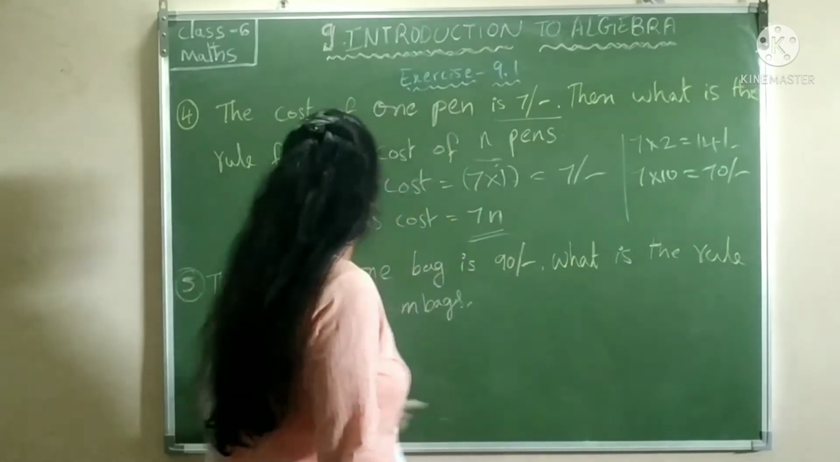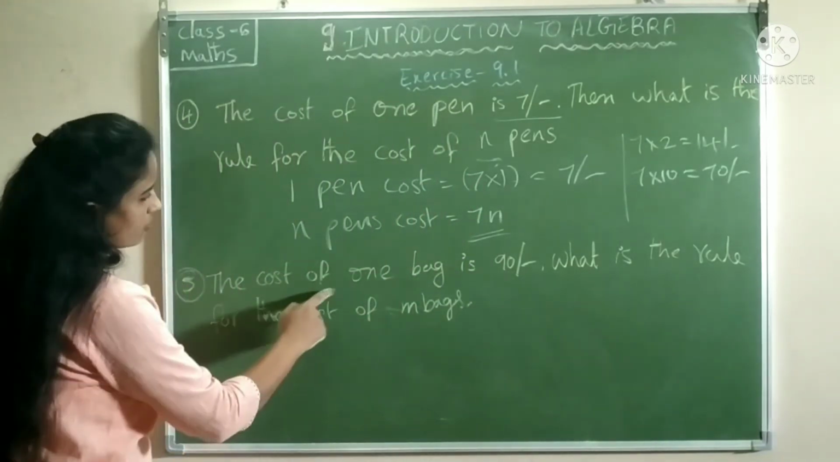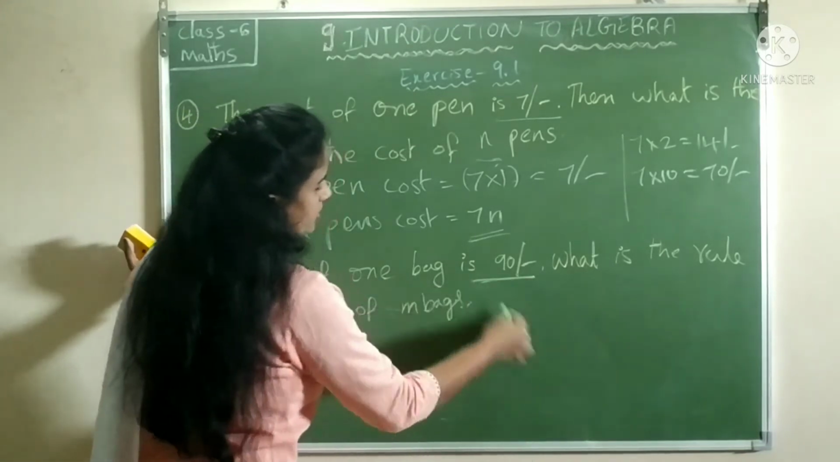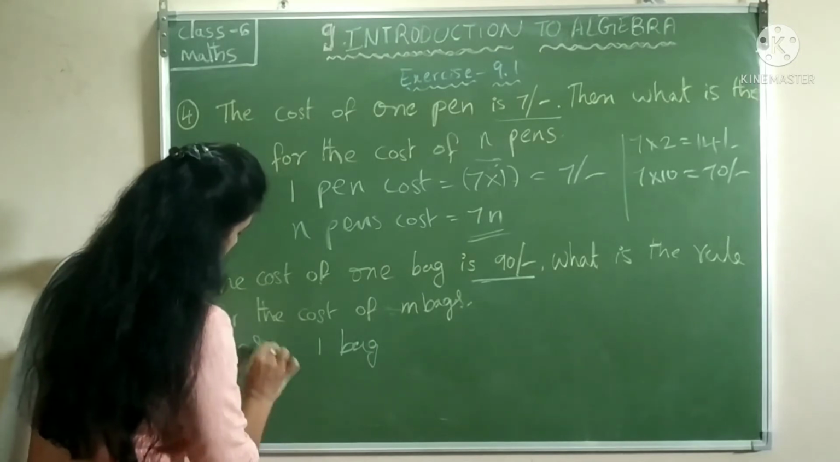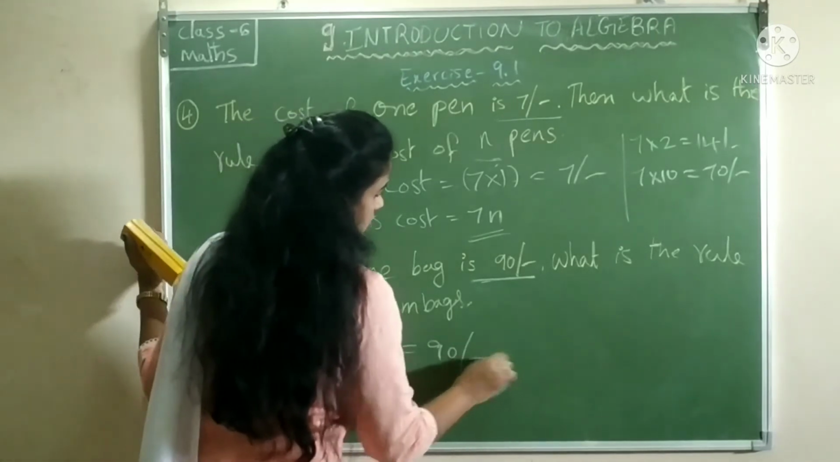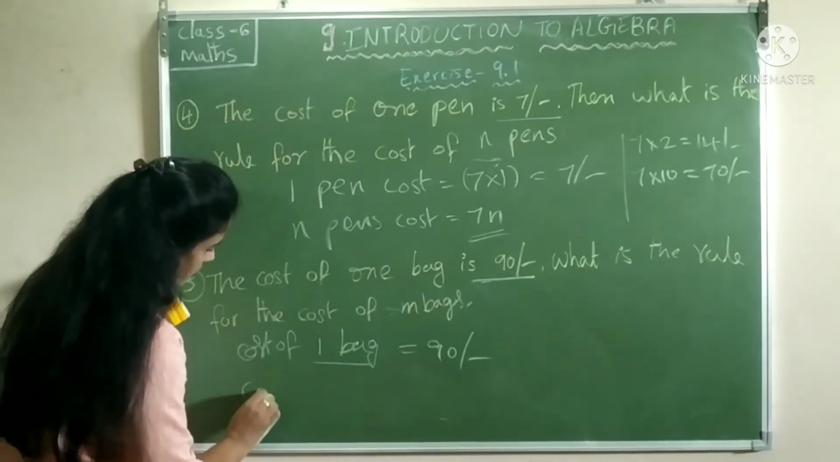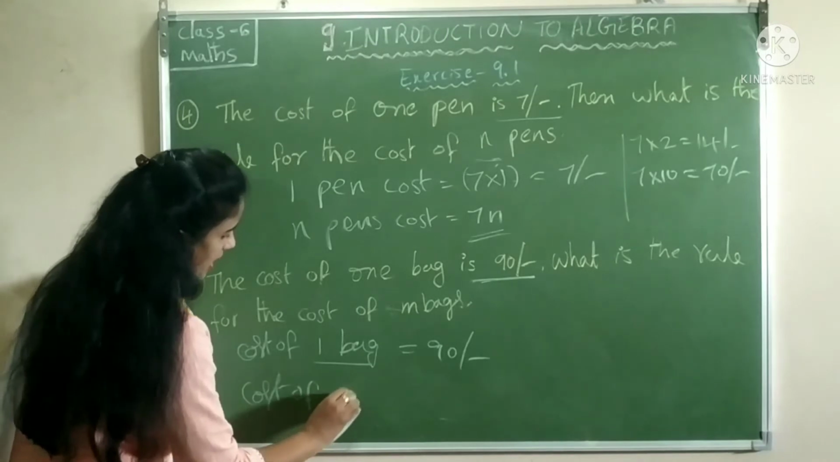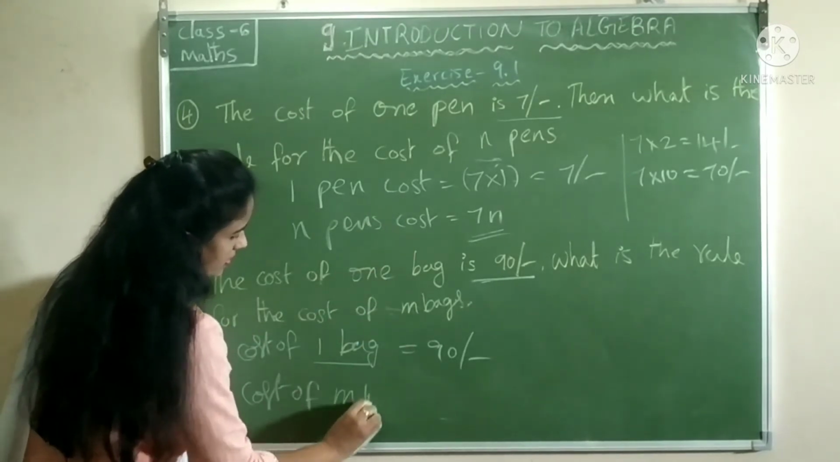What is the rule for the cost of m bags? The cost of one bag is 90 rupees. One bag is equal to one bag. Cost of one bag is equal to 90 rupees. Okay. What is the rule for the cost of m bags? Cost of m bags. Here, same method.